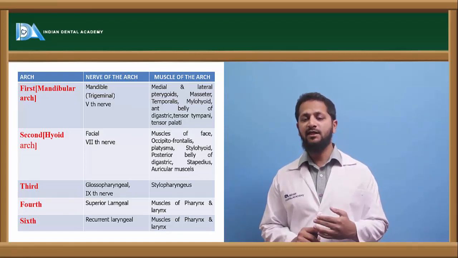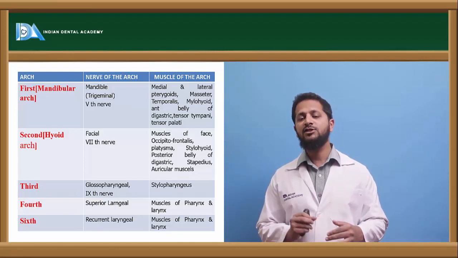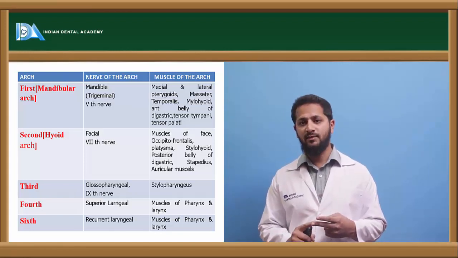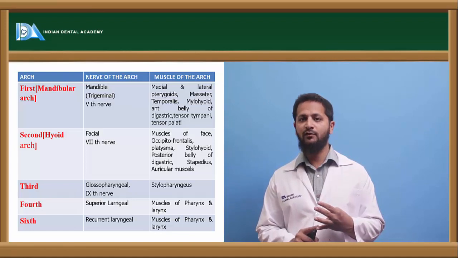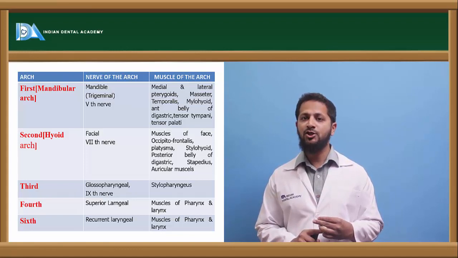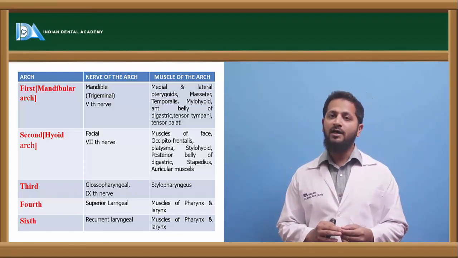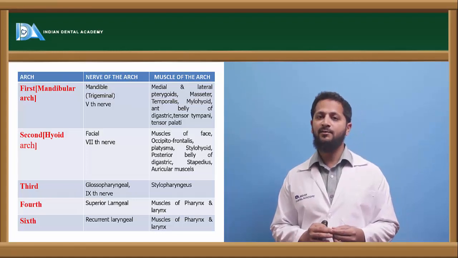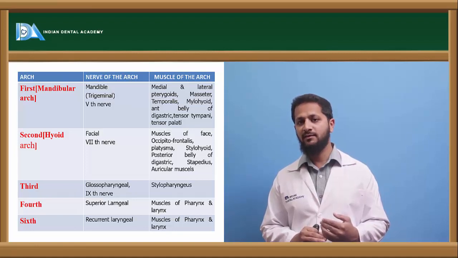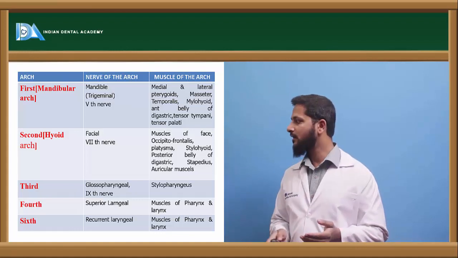The second arch is given the name hyoid arch, and it is supplied by the facial nerve. The muscles which develop from this second arch include various muscles of the face, occipitofrontalis, platysma, posterior belly of digastric, and auricular muscles. The third arch is supplied by the glossopharyngeal nerve, and the muscle which develops from it is stylopharyngeus. The fourth arch is supplied by the superior laryngeal nerve and results in the production of various muscles of the pharynx and larynx. And finally, the last arch, the sixth arch, is supplied by the recurrent laryngeal nerve and produces various muscles of the pharynx and larynx.